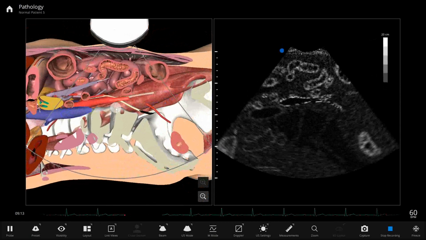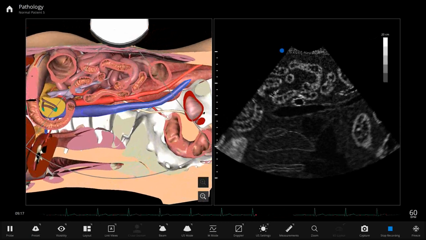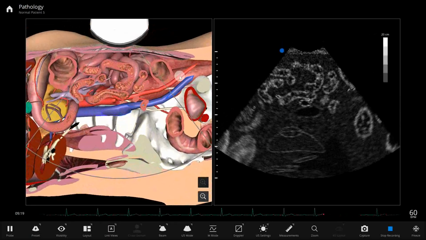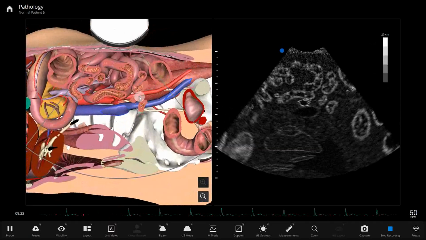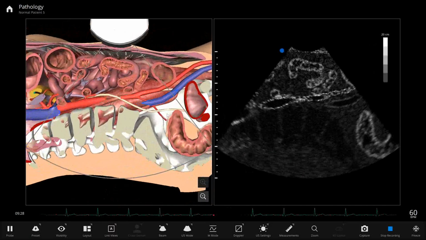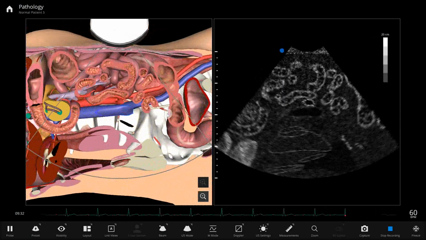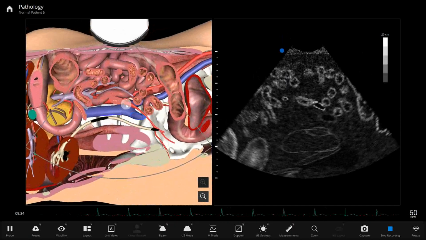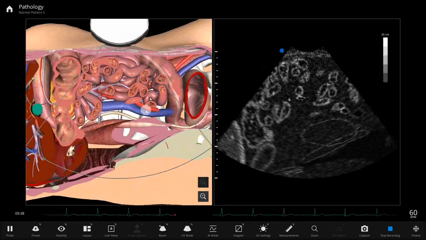Let's see if we can, there we go. There's the left one. Left common iliac splitting into the internal iliac and the external iliac. External iliac is going to head for the left leg. Internal iliac is going to feed the pelvic organs. Okay, let's see here. The right one, there goes the right one, coming down like this. It's right there.